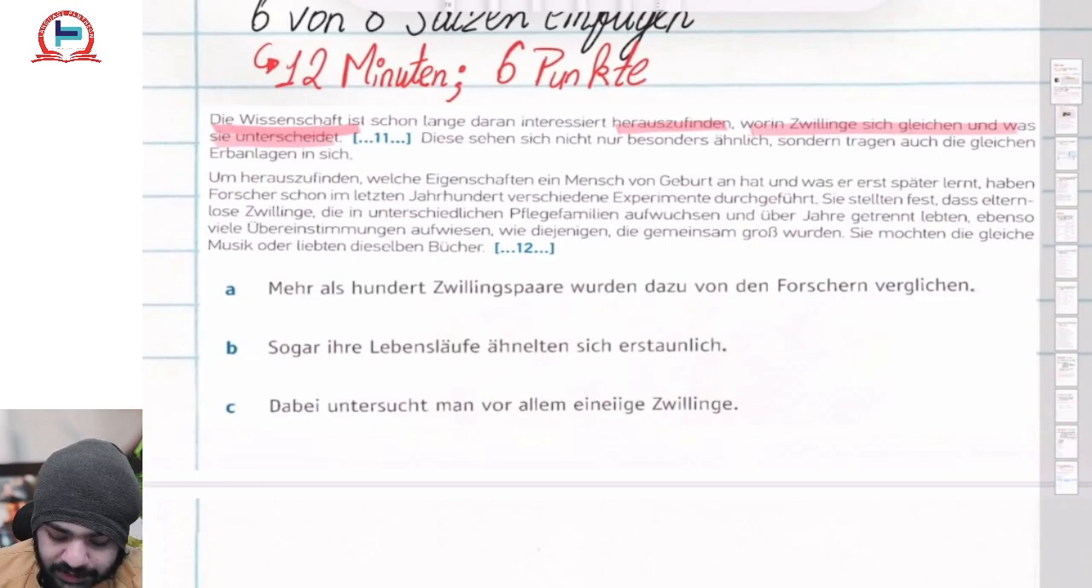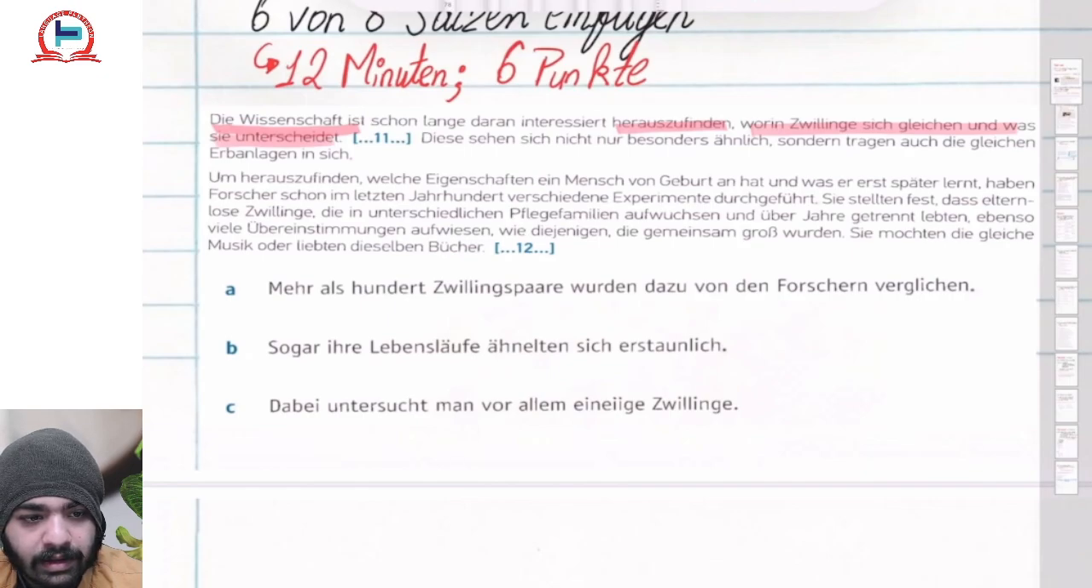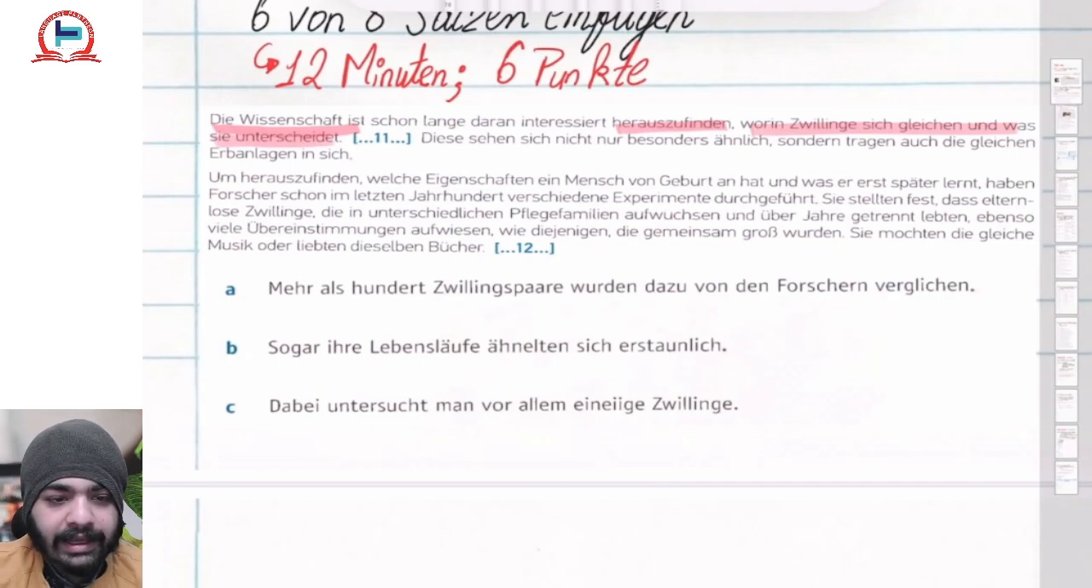A: Mehr als 100 Zwillingspaare wurden dazu von den Forschern verglichen. More than 100 pairs of twins were compared for that purpose. B: Sogar ihre Lebensläufe ähnelten sich erstaunlich. Even their life courses were similar to an astonishing degree. Then last, C: dabei untersucht man vor allem eineiige Zwillinge. Under that, one researches above all the monozygotic twins.